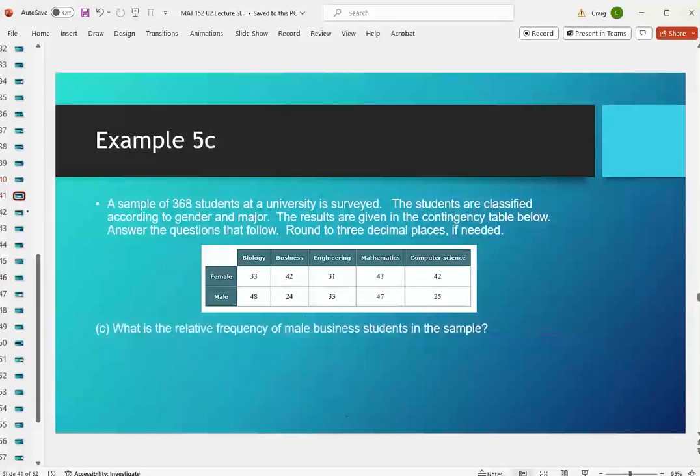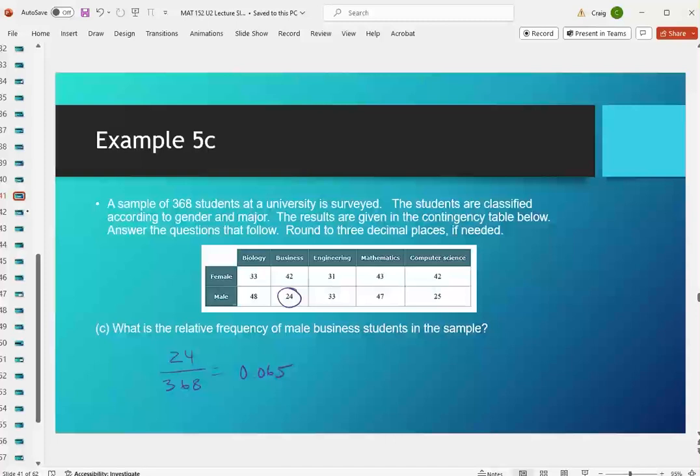Okay, so let's look at another one. What's the relative frequency of male business students in the sample? Well, male business students, there are 24. The relative frequency is going to be 24 out of 368. We divide that just to simplify. We get 0.065, or about 6.5% of the sample is male business students.